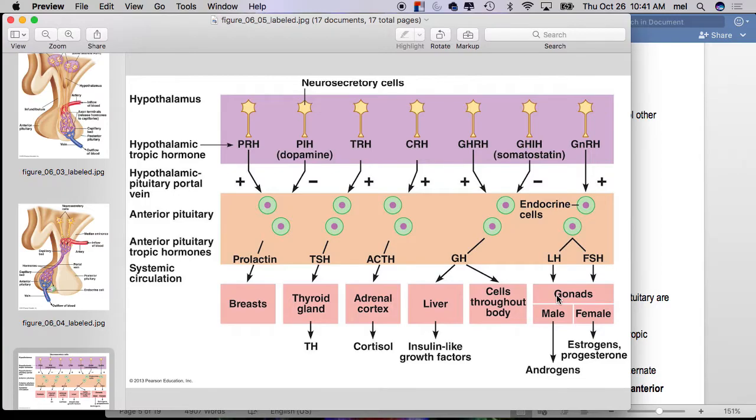Which makes me want to figure out where the males have any progesterone. Now I just desperately want to know. Somebody want to look it up?